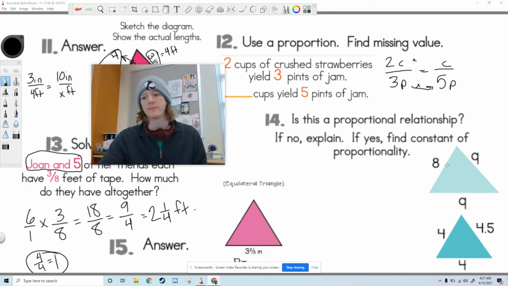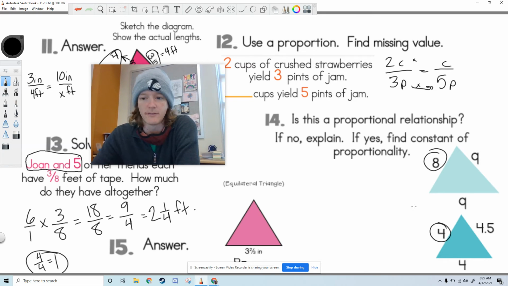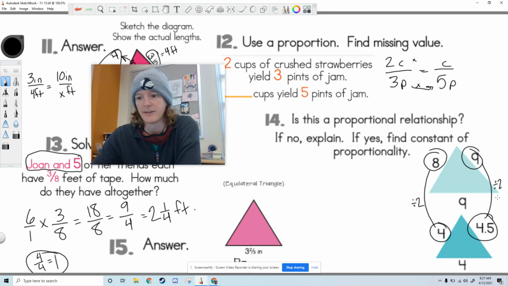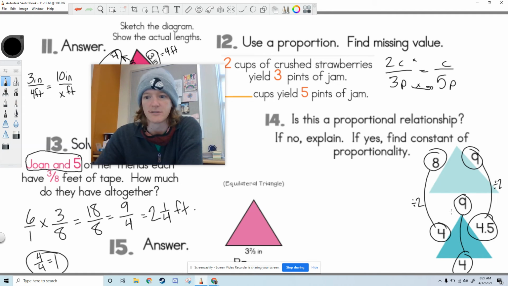14, we need to know, is this proportional? If so, find the constant. Well, let's find out. 8 to 4. What we did here is we divided by 2. Do we do that from here to here? On the right side, and we did divide by 2. 9 divided by 2 is 4.5. What about here? This was actually not divided by 2, so this is not proportional.